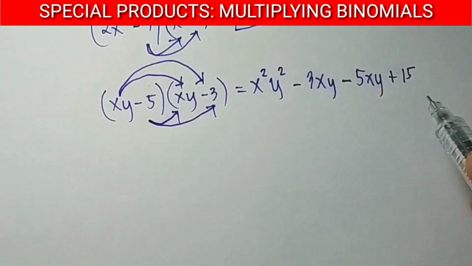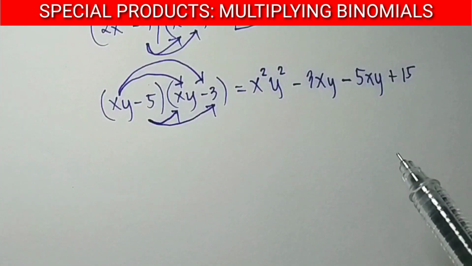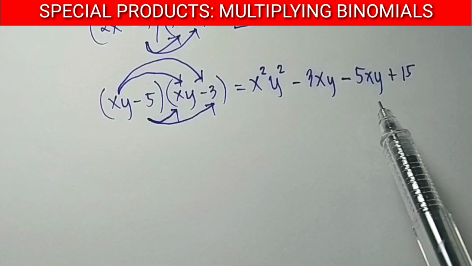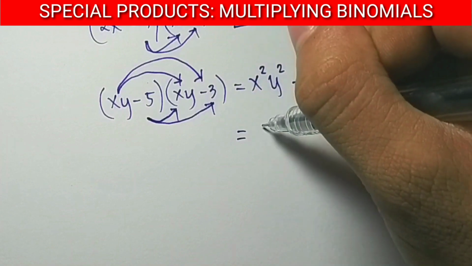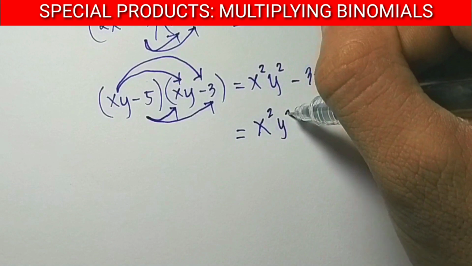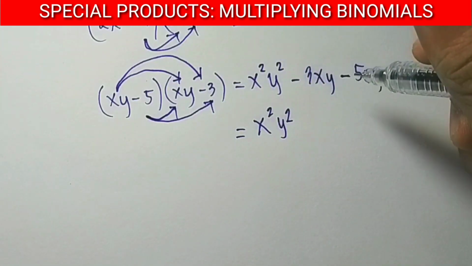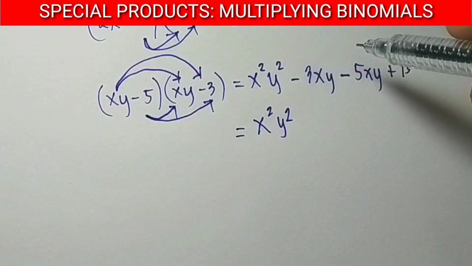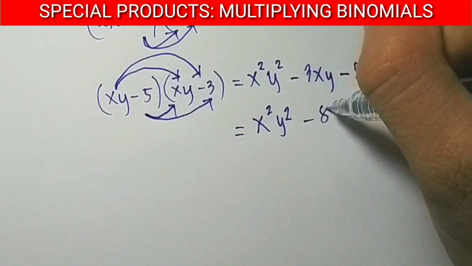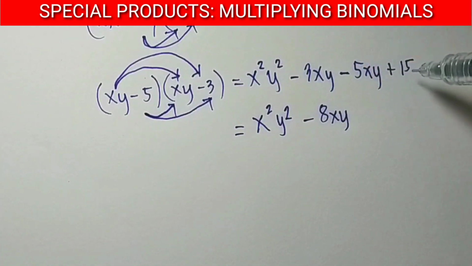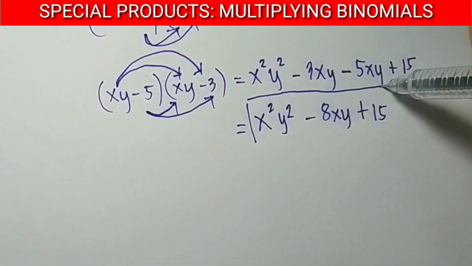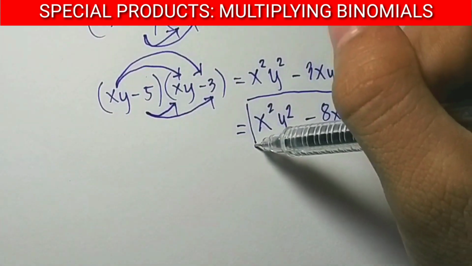So tan-awon nato kung naa bay parihag terms. So naa tay parihag term nga kini negative 3xy ug negative 5xy. So continue pa ta kay naa may parihag terms. So we have x squared and y squared. Unya, pila man ning negative 3xy minus 5xy. So that is negative 8xy. Dayon kining 15 nga nabilin, positive 15. So mao na ni iyahang product.